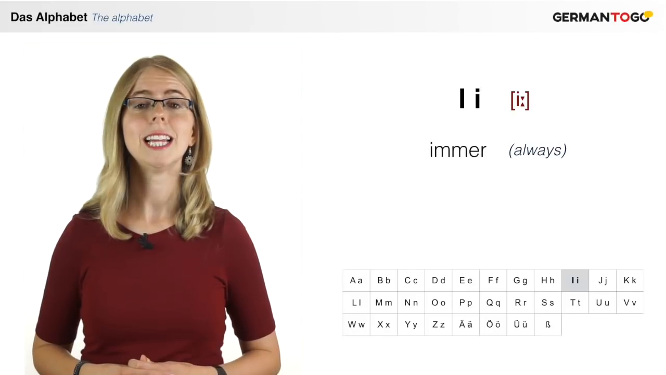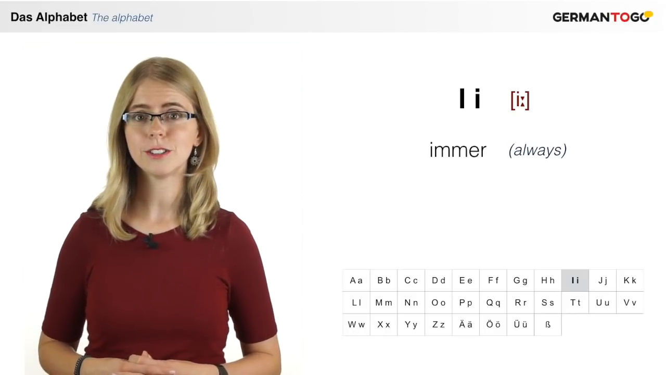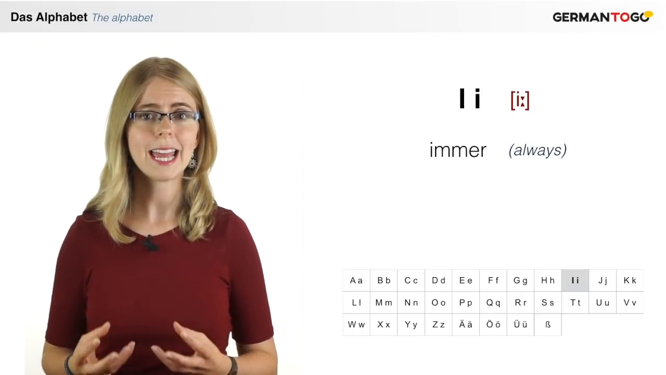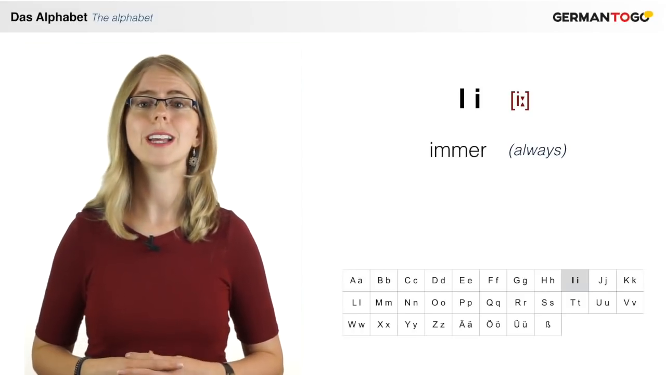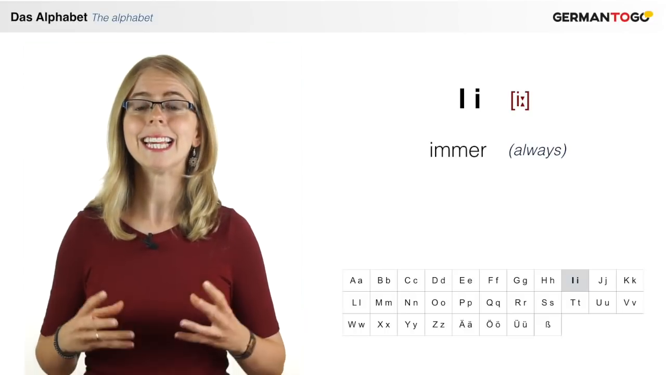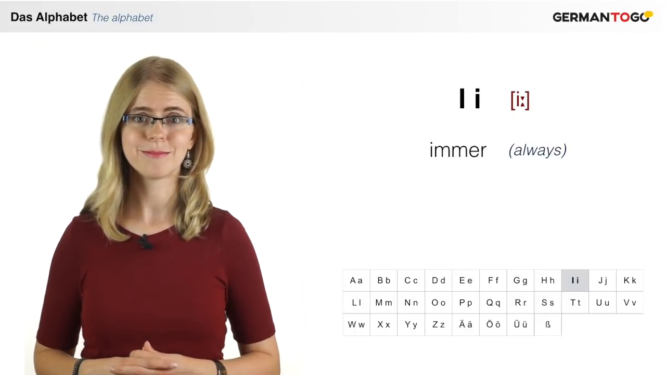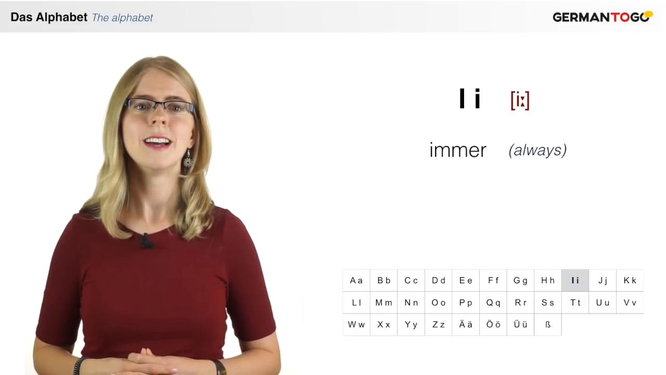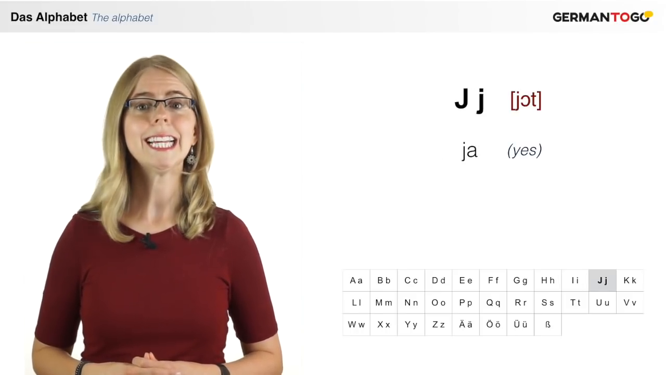I, immer. And here you have the ER at the end of the word. It sounds more like an A than an actual R, yeah? So immer, immer. I, immer. J, ja.